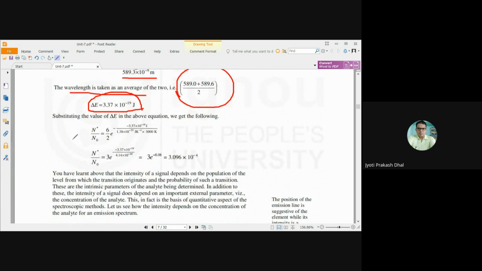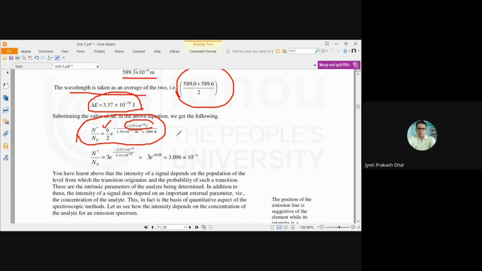And after that, we can substitute the values of del E and G star by G naught in the Boltzmann statistical distribution equation. So n star by n naught equals 6 by 2. So 6 is G star, 2 is G naught. So that is 6 by 2 into e to the power minus del E. Del E value we have already calculated, and here it is given a negative sign.